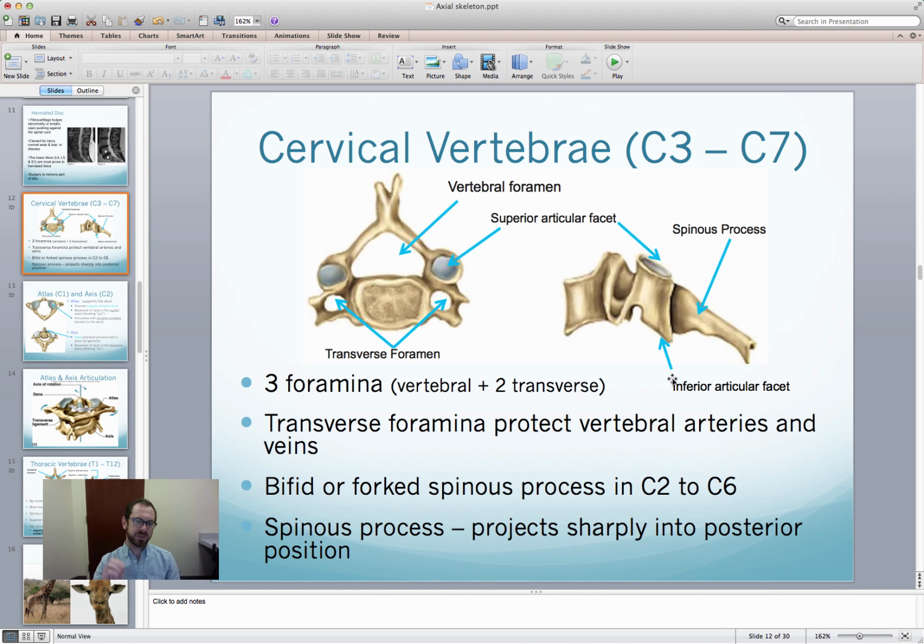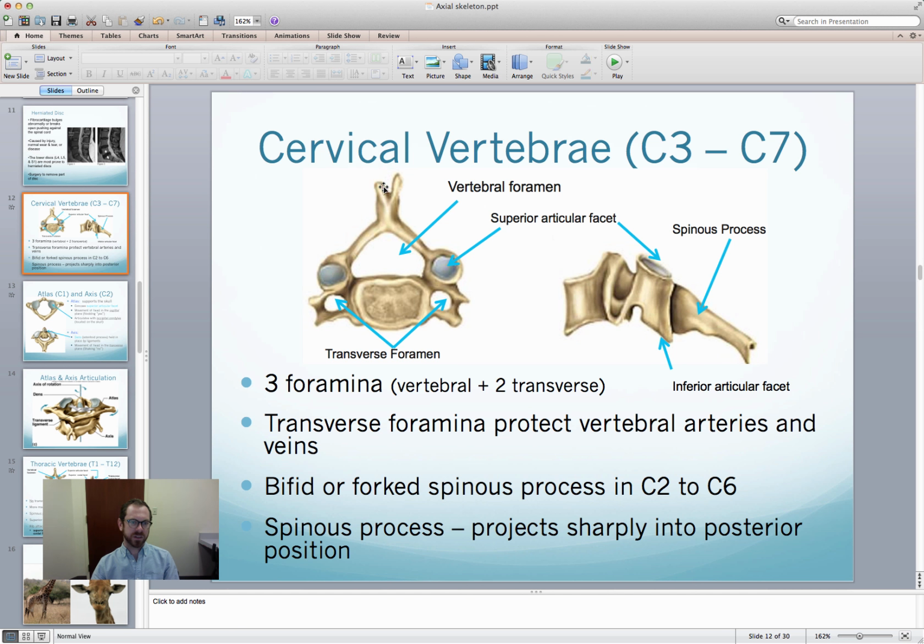Let's talk about specific vertebrae now. We're getting into cervical vertebrae, and there are going to be some differences in how these vertebrae look between each region. Now, the cervical vertebrae, the first thing we notice is that there are 3 holes here. We have our main vertebral foramen, but then we also have these 2 others here, and these are called the transverse foramen. So cervical vertebrae from C3 to C7 have 3 foramina, vertebral, and then 2 transverse foramen.